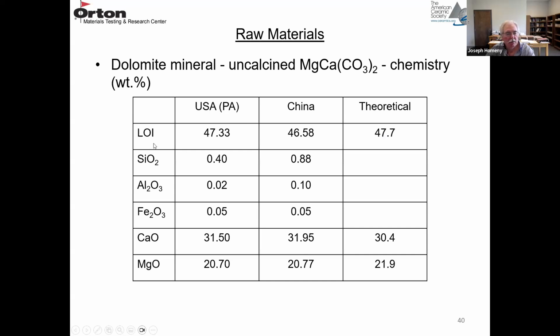So the theoretical loss on ignition, where the CO2 comes off, is about 47. You can see these are close to 47. Theoretically, there's 30% CaO and about 22% MgO. And you can see these two, 31 is close to 30, and these are almost 21. So that's close to this 21. And you're going to have silica, aluminum, iron oxide as impurities.